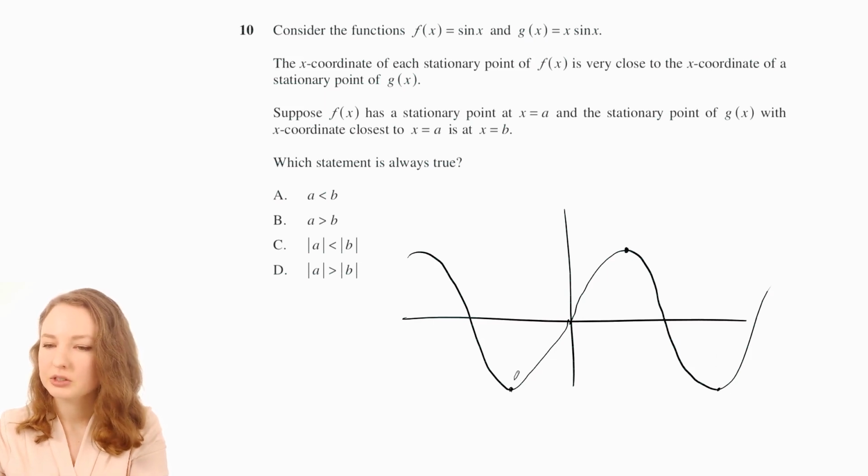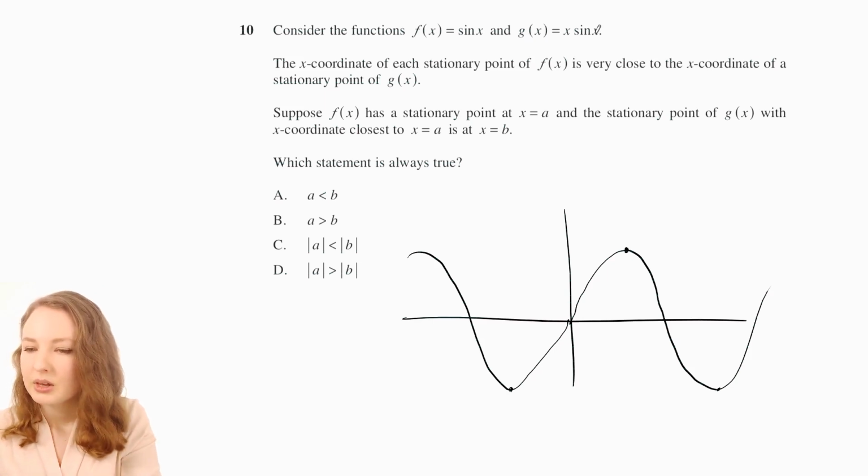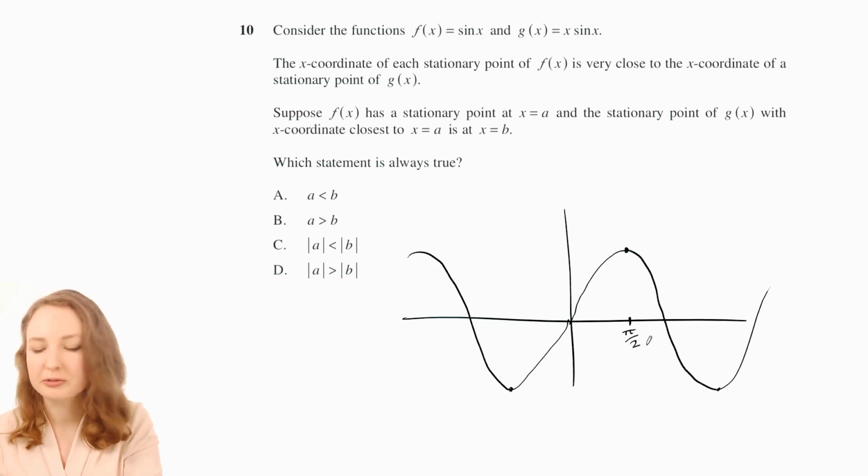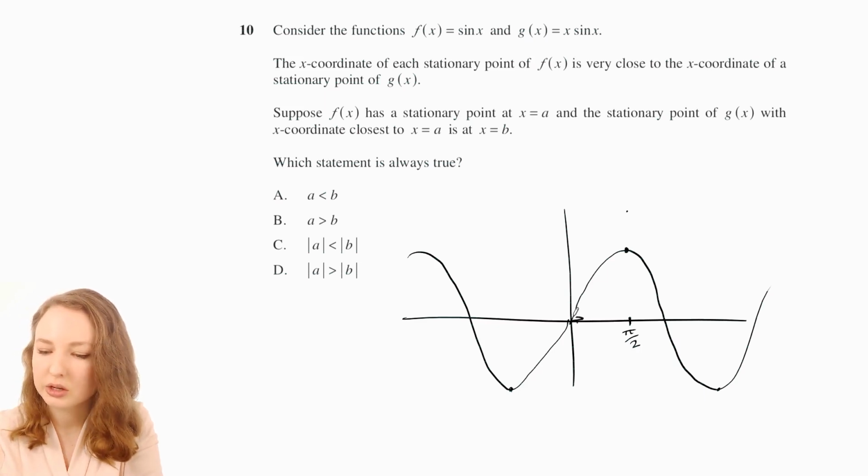And so let's think about what g of x is going to look like. So this is x is pi on 2 there, which is like 1.5-ish. So x times sine x is going to be a bit higher. And here x is very small, so x times sine x is going to be lower. So it's sort of doing this.